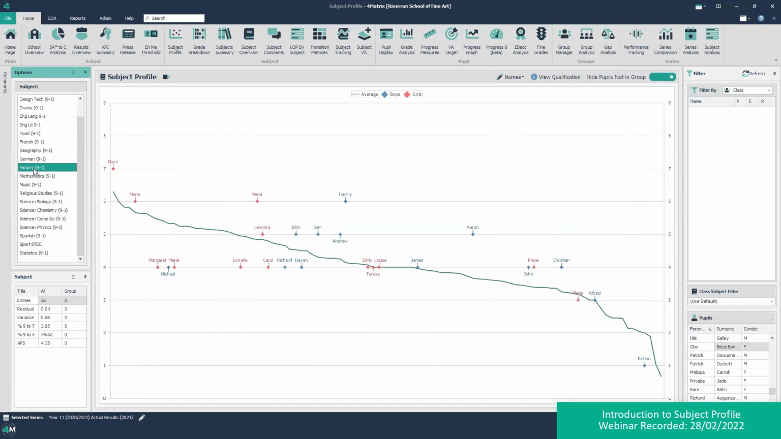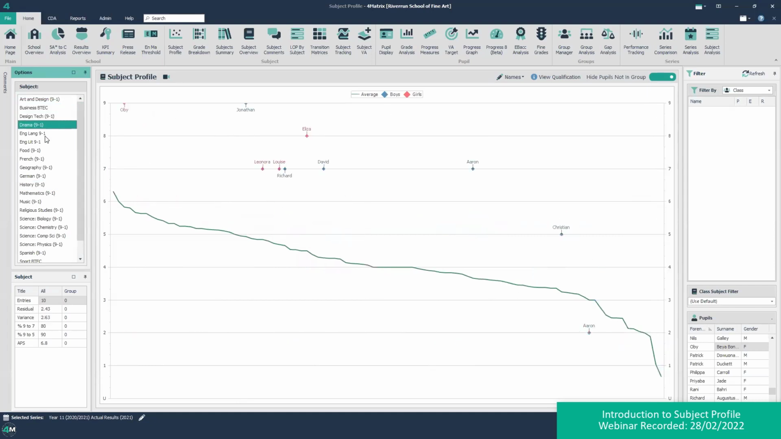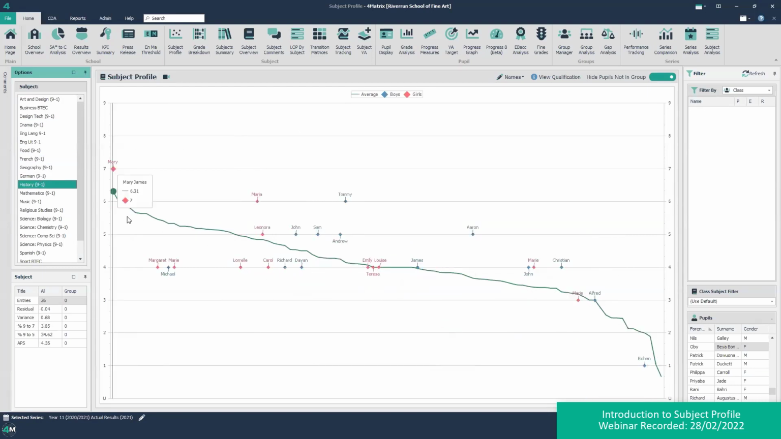So just looking at the green line, as I said, it's the entire cohort, basically their average grades. You'll notice if I select different subjects, that doesn't move, and it's unique to the particular series you've got selected.